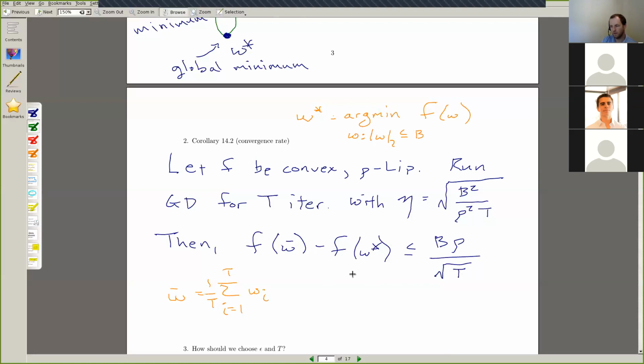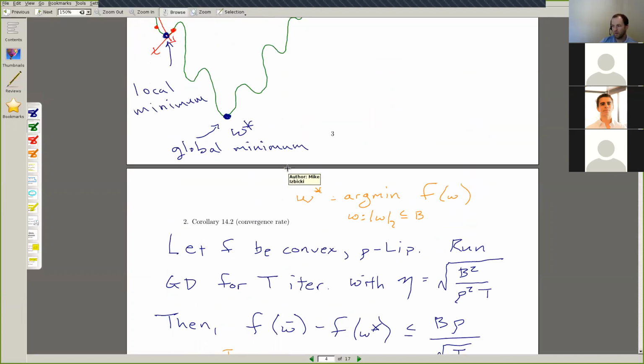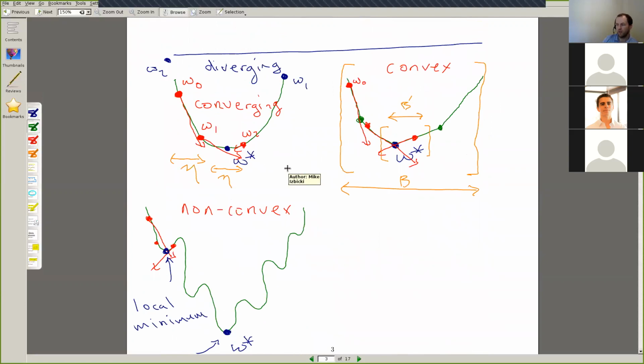Why are we concerned with the average of W instead of WT? Yeah, this is a great question. So traditionally with stochastic gradient descent, let me scroll back up to here. The parameter estimate that we use is the very last parameter that we found. So when we calculate W2, we discard W1 and we discard W0.